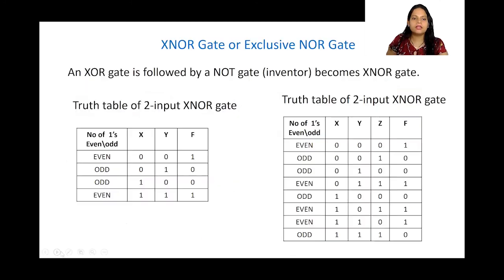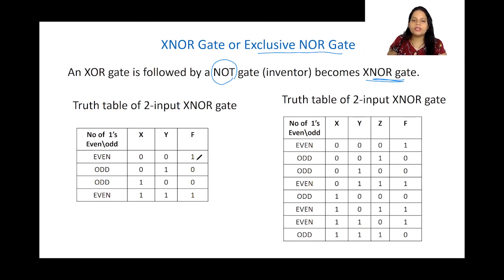Okay. Now let's see the exclusive NOR gate. Now we have seen XOR. So whenever we add a NOT to this, it becomes the XNOR gate. Now when an XOR gate is followed by a NOT gate or inverter, it becomes an XNOR gate. So NOT of an XOR operation is nothing but XNOR. Fine. So in the truth table also, whatever output we were getting for the XOR gate, this one is going to be the complement of that, isn't it?